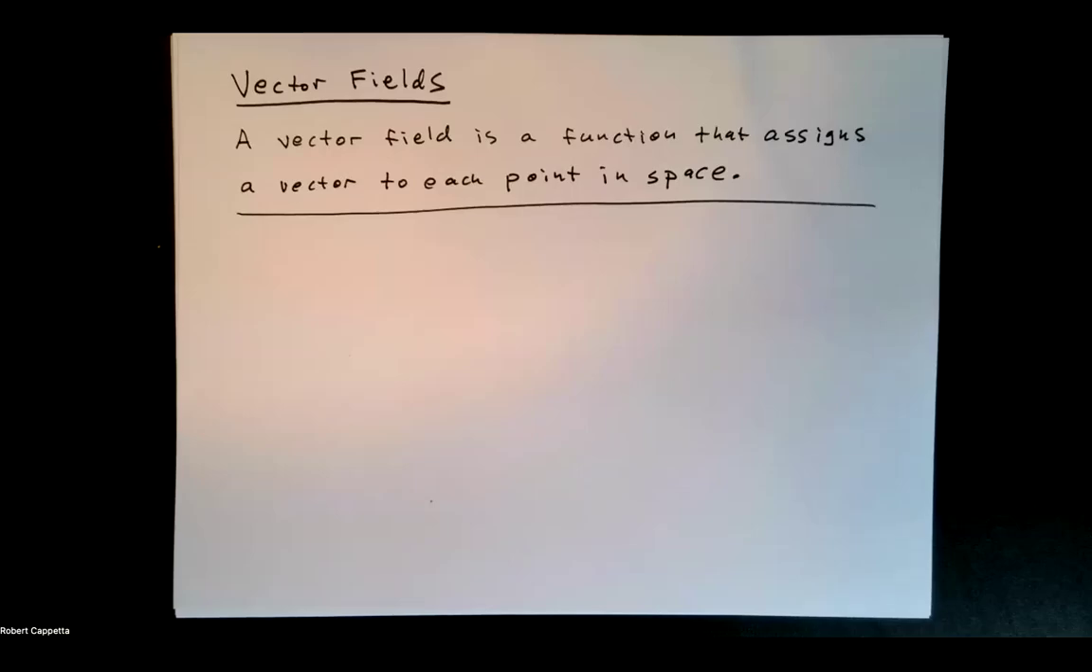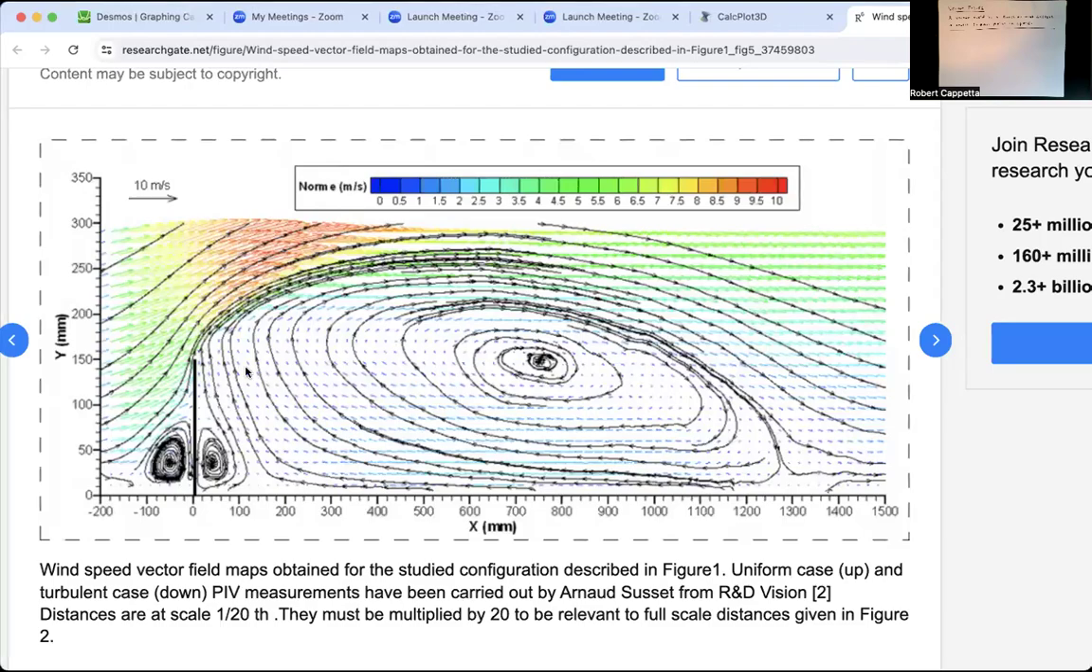This lesson is on vector fields, and a vector field is a function that assigns a vector to each point in space. So let's take a look at a fairly common example. What we're looking at here is a wind speed vector field. The direction and the size is located on this image.